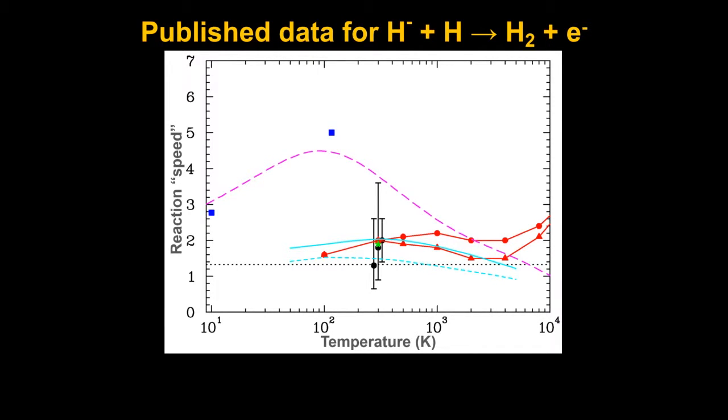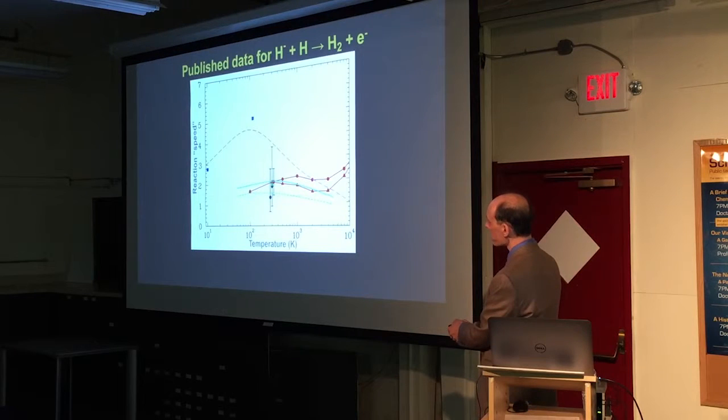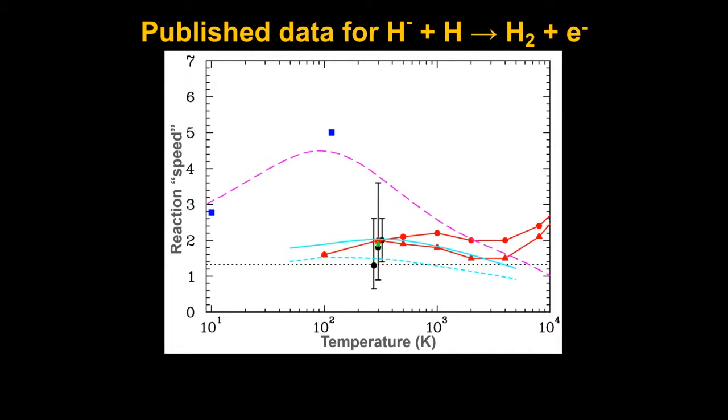So I want to give you a sense of what some of the data that we use look like. This is a plot for this reaction. This is how fast the reaction goes, and this is a function of temperature. Room temperature is about 300 Kelvin, right about here. And there are three circles with error bars. And those circles are laboratory measurements.